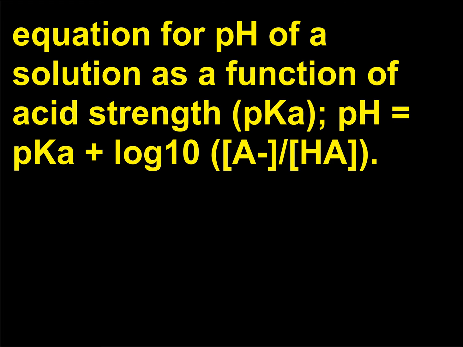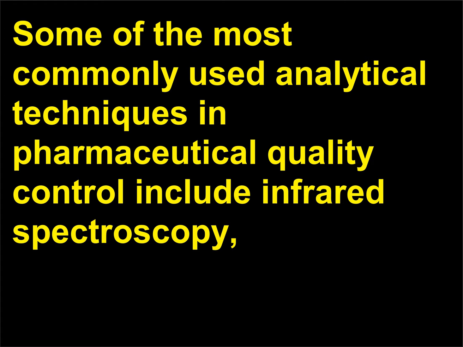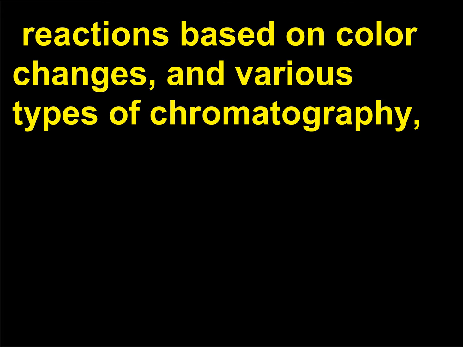What analytical techniques are used in quality control for pharmaceuticals? Some of the most commonly used analytical techniques in pharmaceutical quality control include infrared spectroscopy, UV/visible spectrophotometry, melting point determination, reactions based on color changes, and various types of chromatography, including thin layer chromatography, high performance liquid chromatography, and gas chromatography.